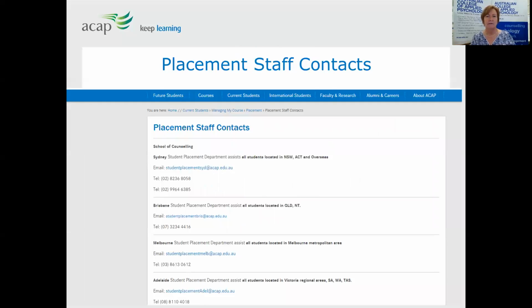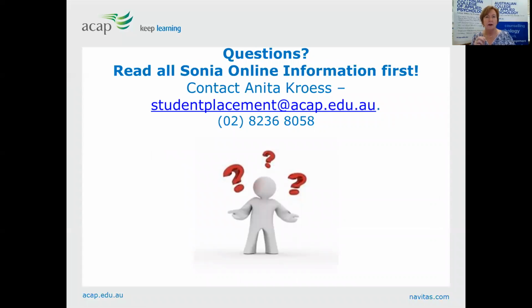Okay. The placement staff contacts are listed here for you, but they're also available on the ACAP website. You'll find them there under current student information. You all have different contacts in different states, but overall, if you have a question about placement, your number one contact about preparing for placement is Anita Cross. Anita is the placement officer, and she can answer all of your preparation questions. You can find her on this phone number, or you can find her on the ACAP website.